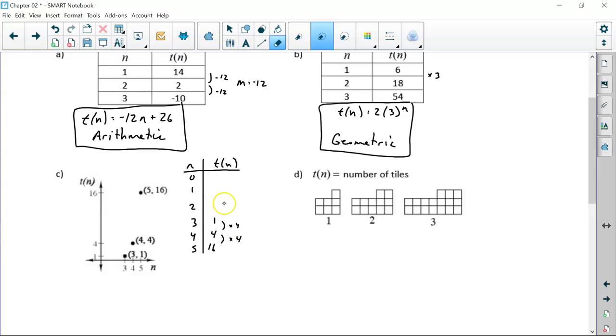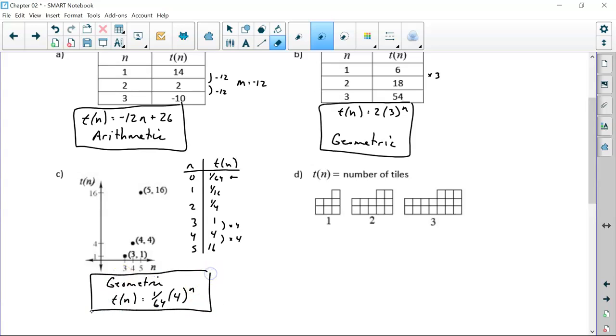Now we need to go backwards. So we're going to divide by 4. 1 divided by 4 is 1/4. 1/4 divided by 4 is 1/16. And 1/16 divided by 4 is 1/64. That's our initial. So you can see we're multiplying by the same number. It's a geometric sequence. T of n equals our initial 1/64, our multiplier is 4 to the n. A little bit tougher one there with the fractions.